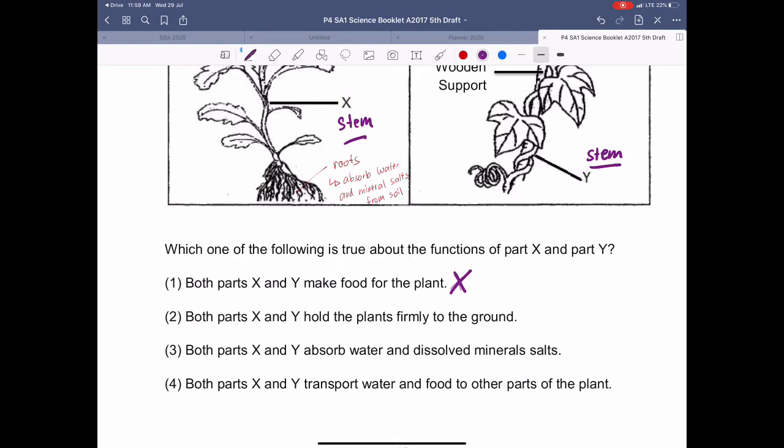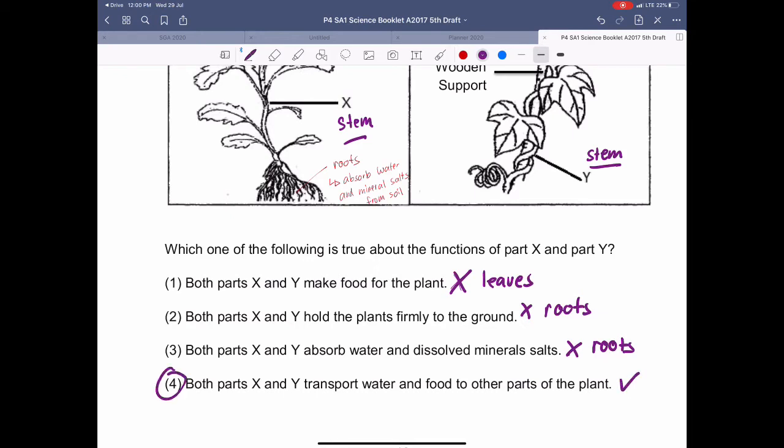Number 2, both parts X and Y hold the plants firmly to the ground. That's wrong. Whose function is it? Roots. And number 1, they are your leaves' function. Number 3, both parts X and Y absorb water and dissolve mineral salts. Nope. Whose function is it? You have roots. And then number 4, both parts X and Y transport water and food to other parts of the plant. Correct or wrong? Correct.